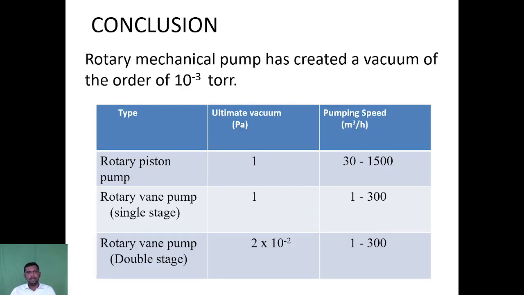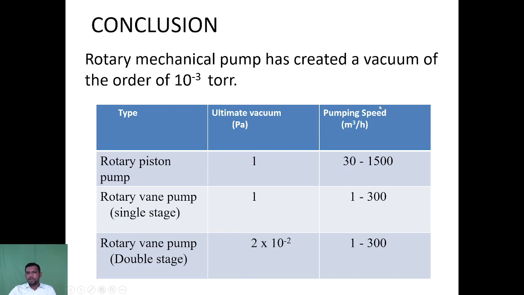Finally, conclusions. As I said, the rotary mechanical pump creates a vacuum of 10 power minus 3 torr. These are the different types of rotary pumps: rotary piston pump, rotary vane pump in single stage, and rotary vane pump in double stage. In the case of the rotary piston pump, the ultimate vacuum achieved is 1 Pascal. For the rotary vane pump single stage, the ultimate vacuum is 1 Pascal. For the rotary vane pump double stage, the maximum vacuum is in the range of 2 into 10 power minus 2 Pascal.